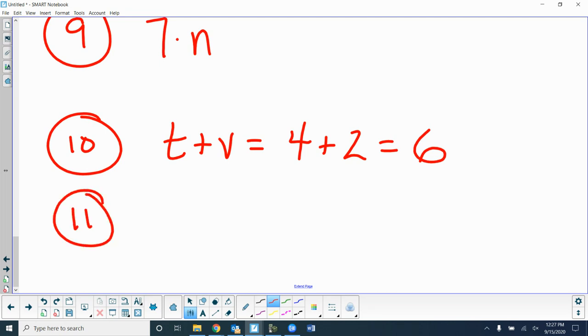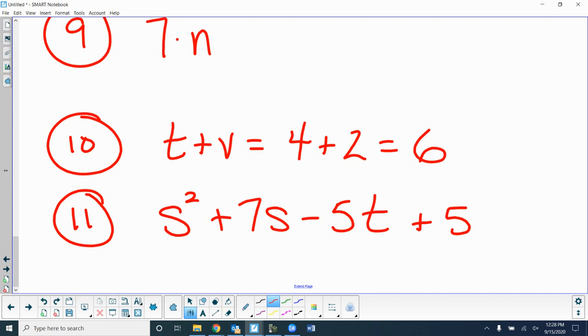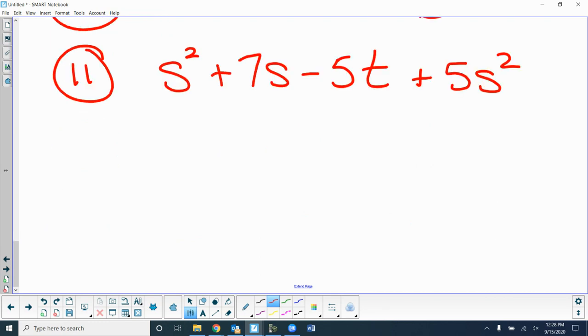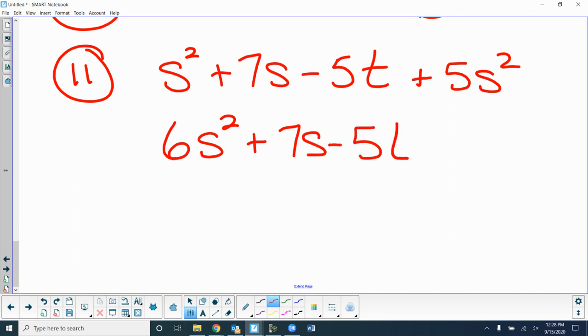We're just simplifying the expression. We've got an s squared, 7s, 5t, and a 5s squared. Are there any like terms there? Yeah, the 1s squared and the 5s squared, which is 6s squared. And that's all you can do. Simple, right? Oh, 10, we're going backwards.